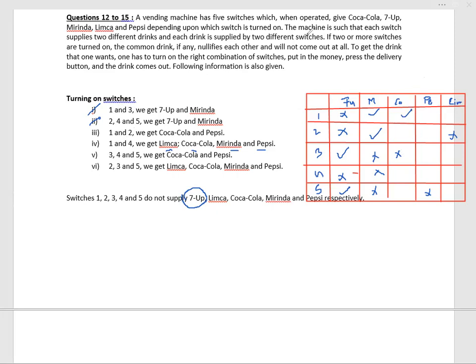Or maybe, no, but 3 is not giving us Coke. So 1 is also not giving us Coke. That means 2 is definitely giving us Coke. So the second Coke is coming from 4, because 3 and 5 are not giving us Coke. Because this 2 is giving us Coke means 3 and 5 are not stopping it. So the other is 4.